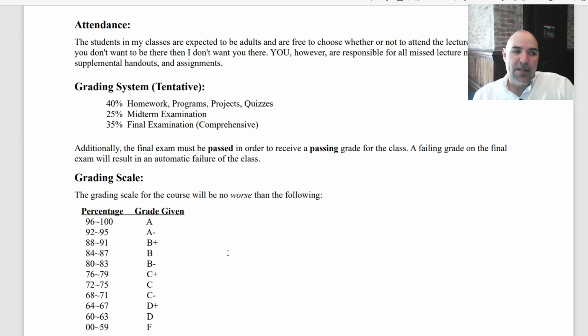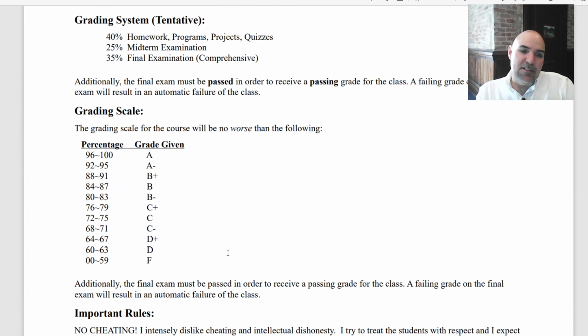And I know how to make an exam that will illustrate whether or not you learned the material. If you didn't learn the material, you don't deserve to move on. And it's a disservice to you to let you move on. All right, the grading scale is listed there. So notice 0 to 59 is an F. Anything 60 and above is a D. And again, final exam has to be passed in order to pass the class.